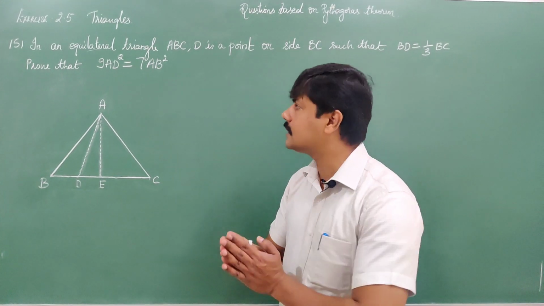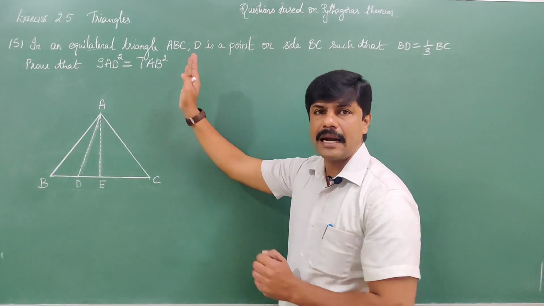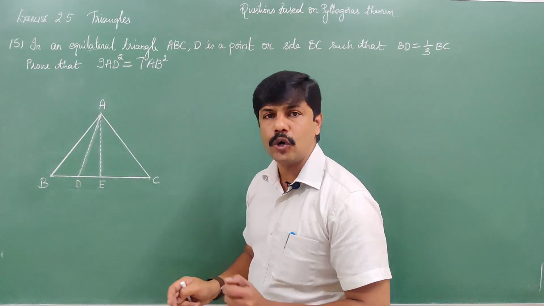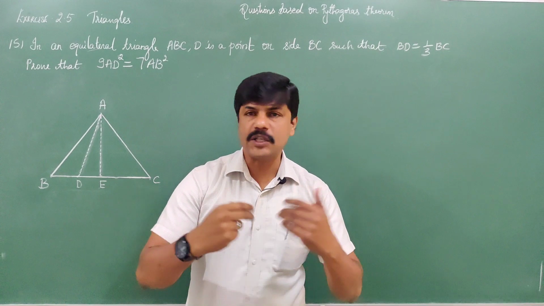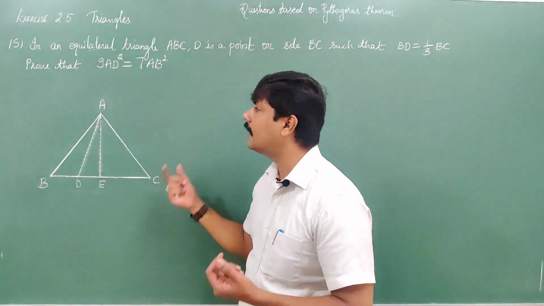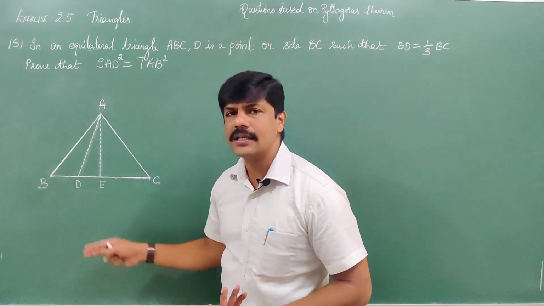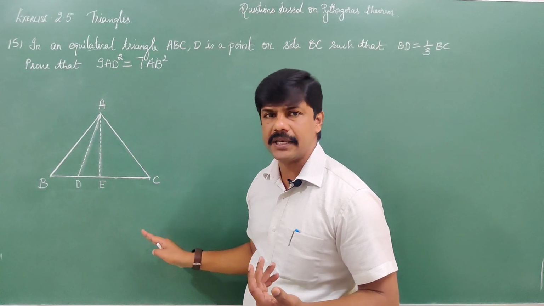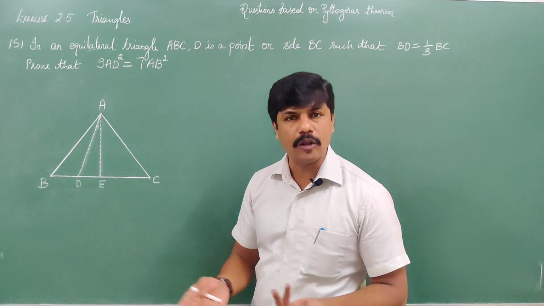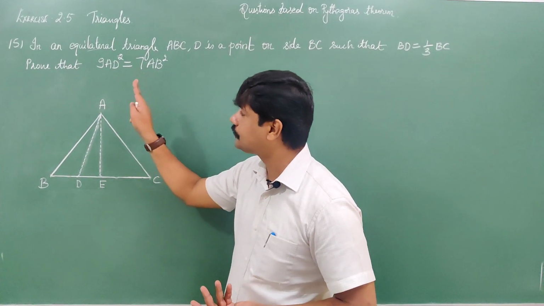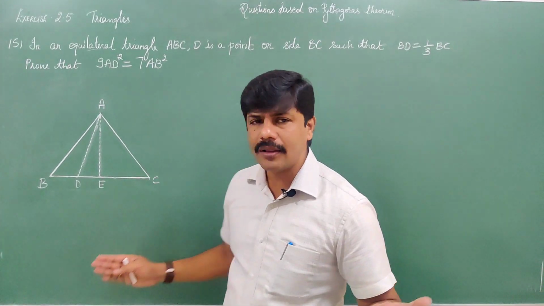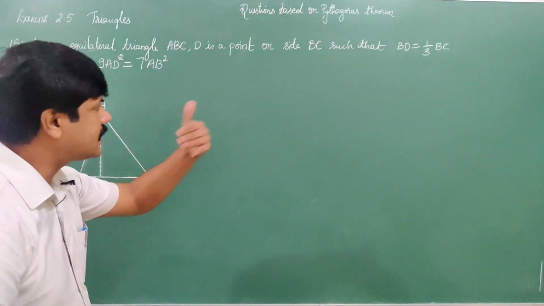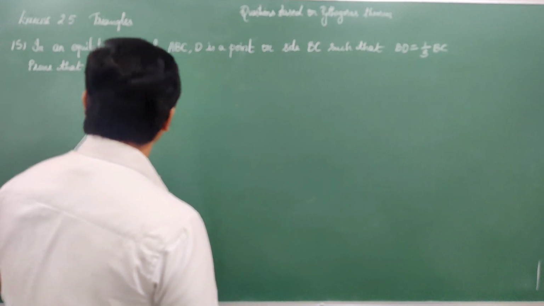What kind of triangle is given? ABC is an equilateral triangle. I don't think there is any need to explain elaborately what an equilateral triangle is. Equilateral triangle is just like this. All the sides are equal, that is AB is equal to BC, BC is equal to AC. When all the sides are equal, automatically all the angles inside are equal. Thus, equilateral triangle means all the sides are equal.